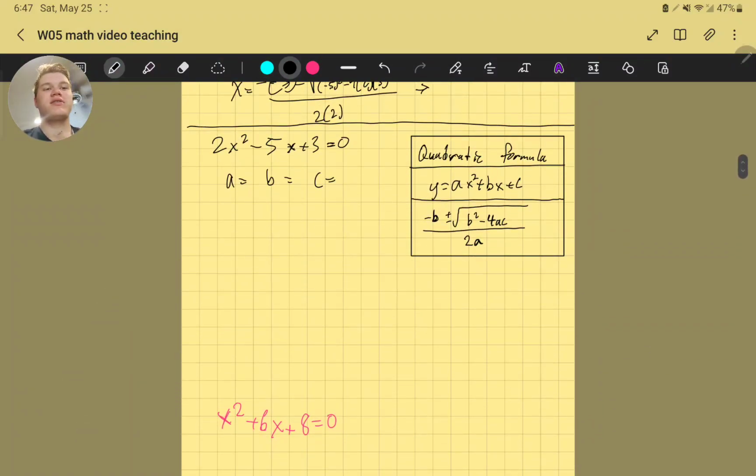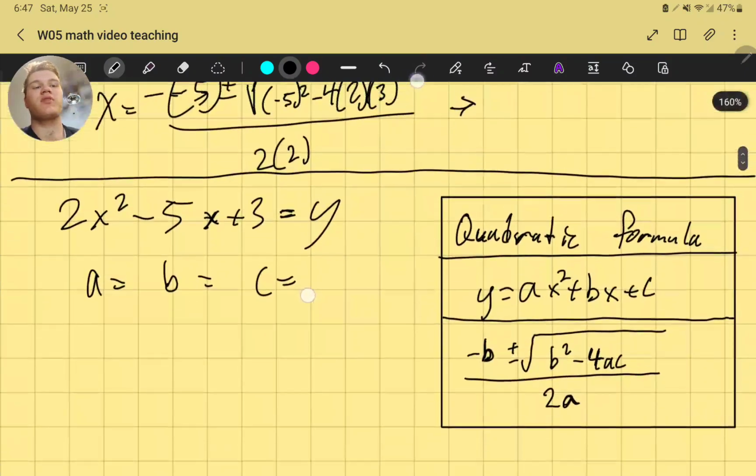Today we're going to be talking about the quadratic formula. First of all, we've got our first example here, which is 2x squared minus 5x plus 3 equals y. I think it should be y. Yeah, no, that's y.